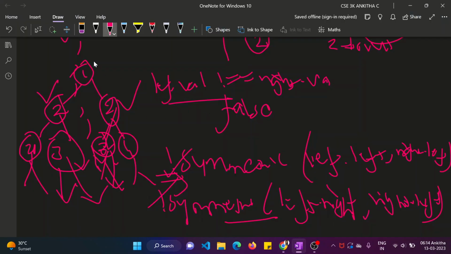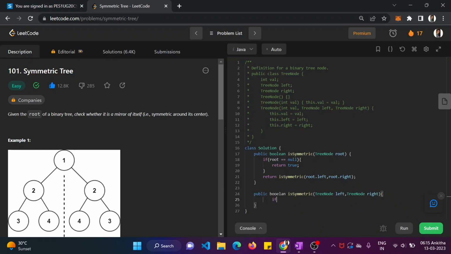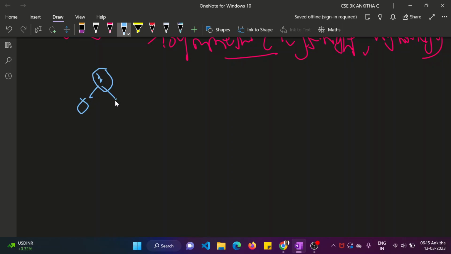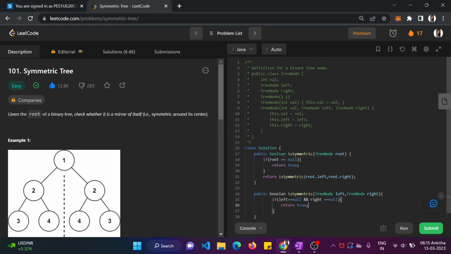The first condition I told, if both left and right parts are null. So, if left equal to null and right equal to null, return true. So, you have this node here now, root, and both left and right are null values. Then you return true.